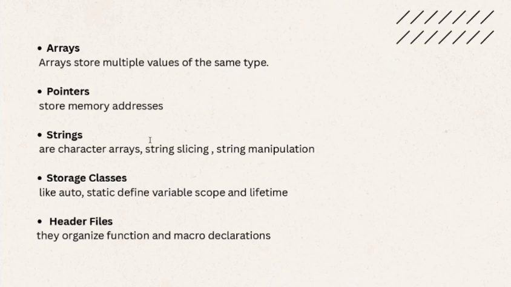String. Strings are character arrays used to store and manipulate text. Example, names. Storage classes. Storage classes control scope and lifetime of variables, like auto, static, which define variables' scope and lifetime. Header file. Header files contain function declarations and macros to organize the code. Hashtag, like hashtag include.